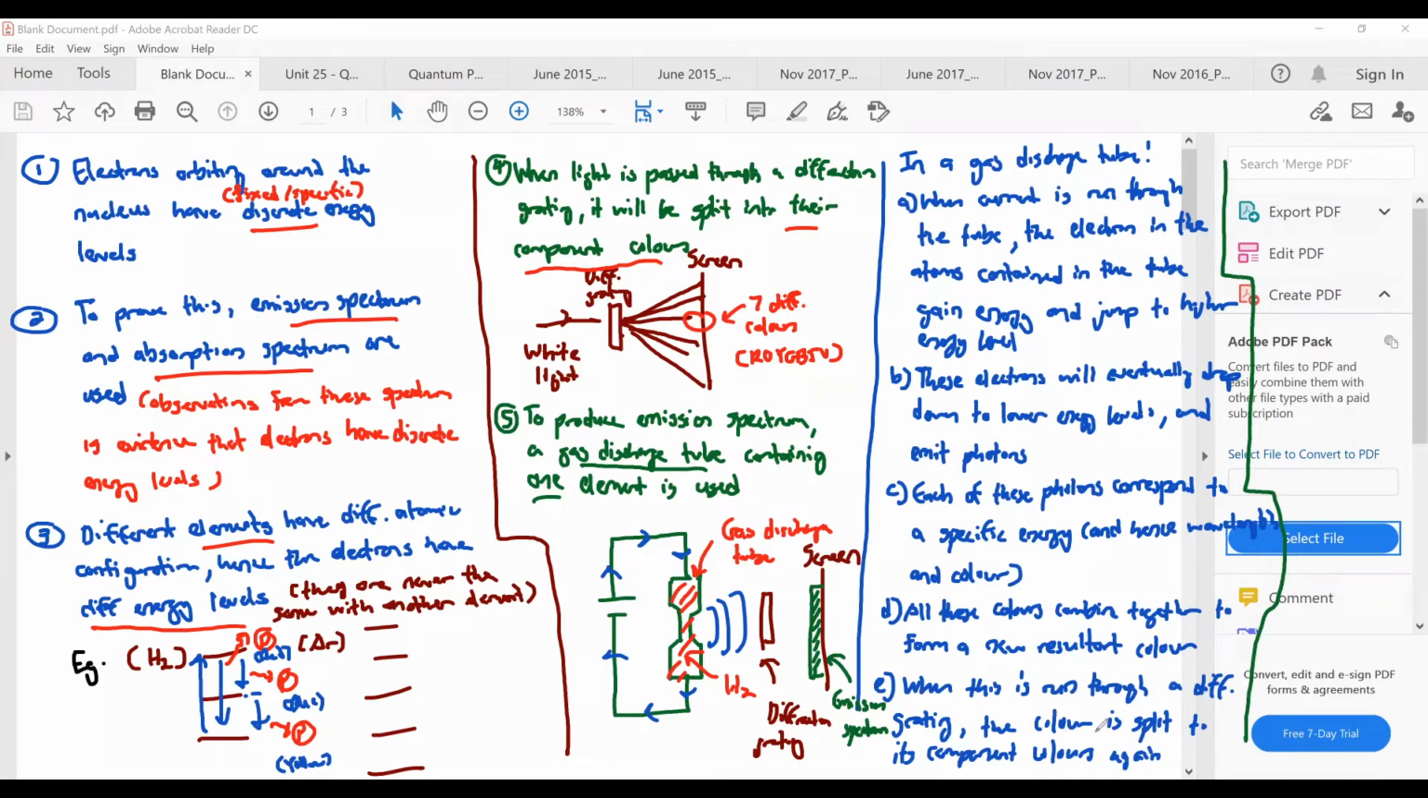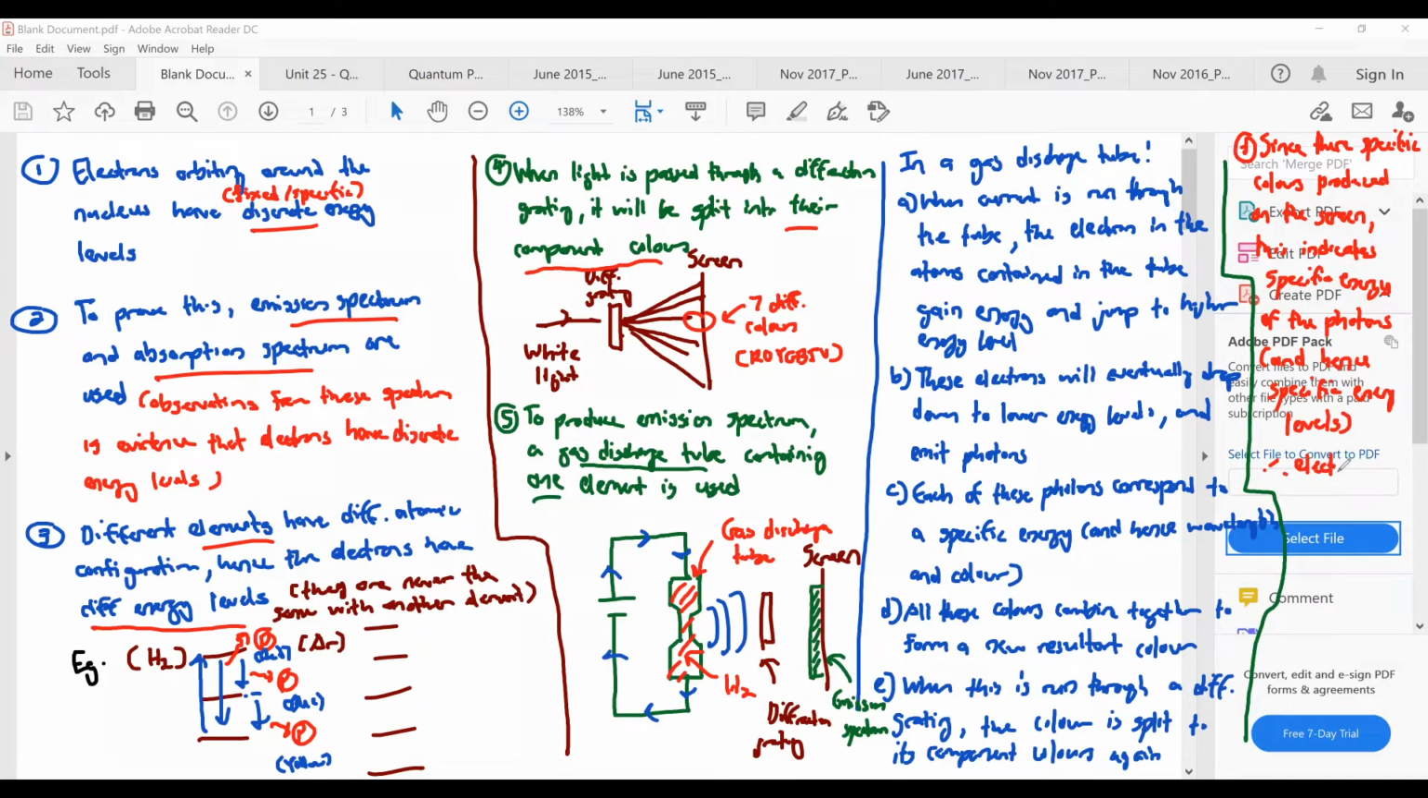So when this is run through a diffraction grating, the color is split into its component colors. So the last thing you can probably just say is this. Since there are specific colors produced on the screen, this indicates specific energies of the photons, and hence specific energy levels. Therefore, electrons have discrete energy levels.